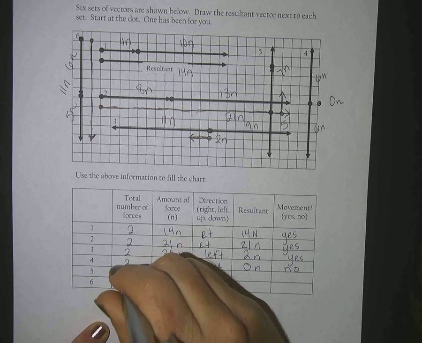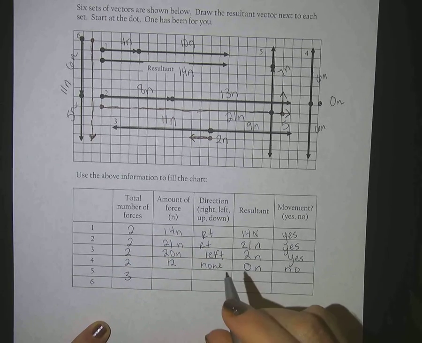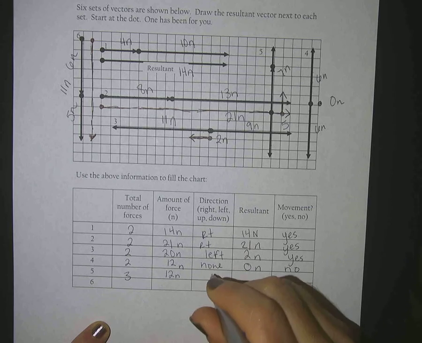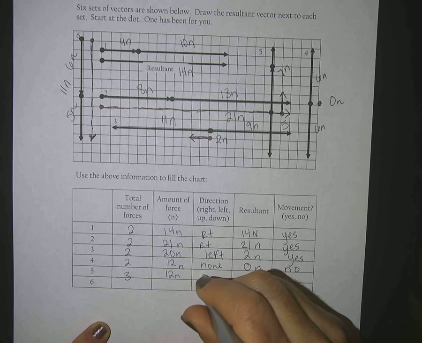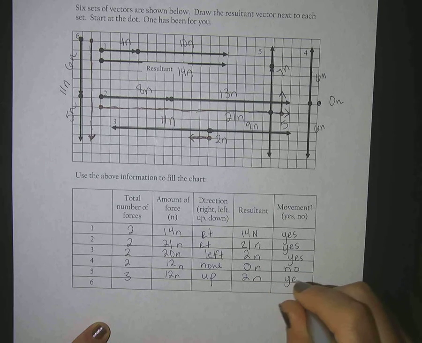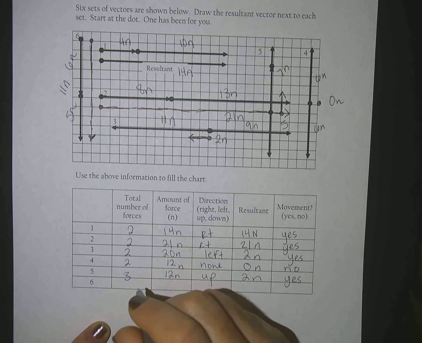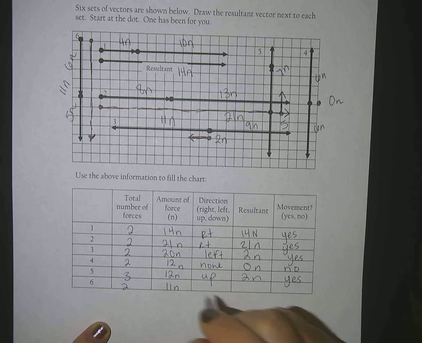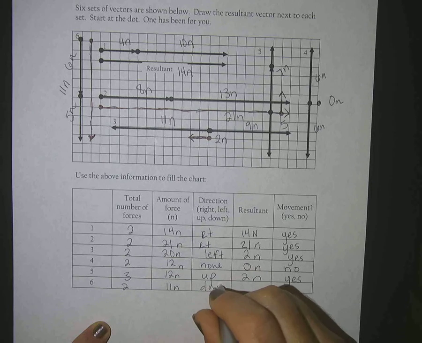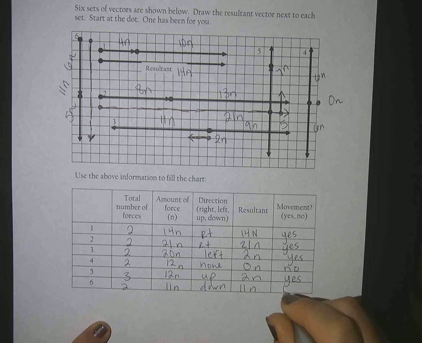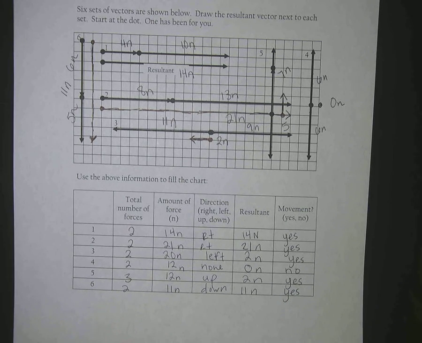Okay, number 5. How many forces? 3. What was the total amount of force? 7 plus 5. 12 newtons. Direction? Up. By how much? 2 newtons. So movement? Yes. Last one, number 6. How many forces? 2. What was the total? 11. Direction? Down. By how much? 11 newtons. Movement? Yes. All right.